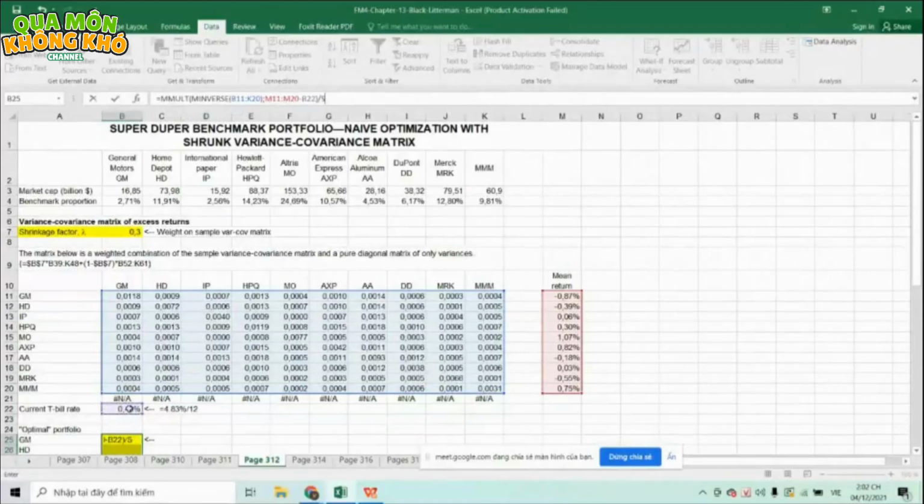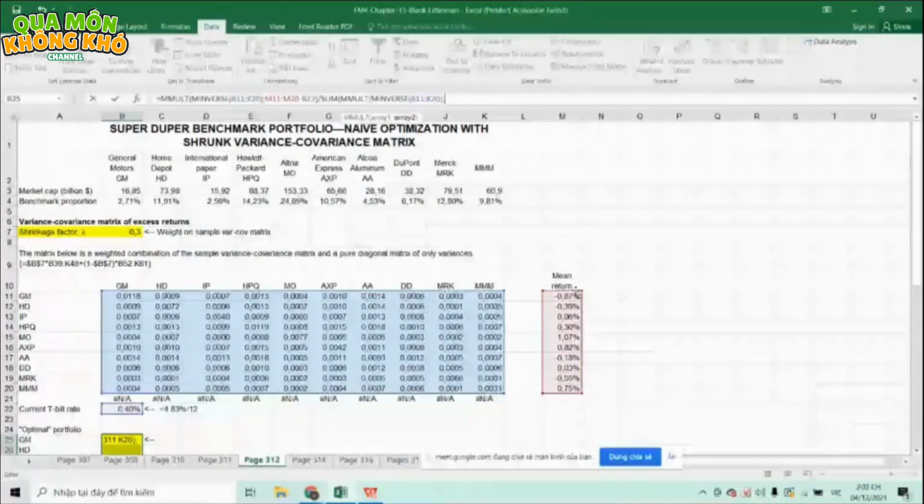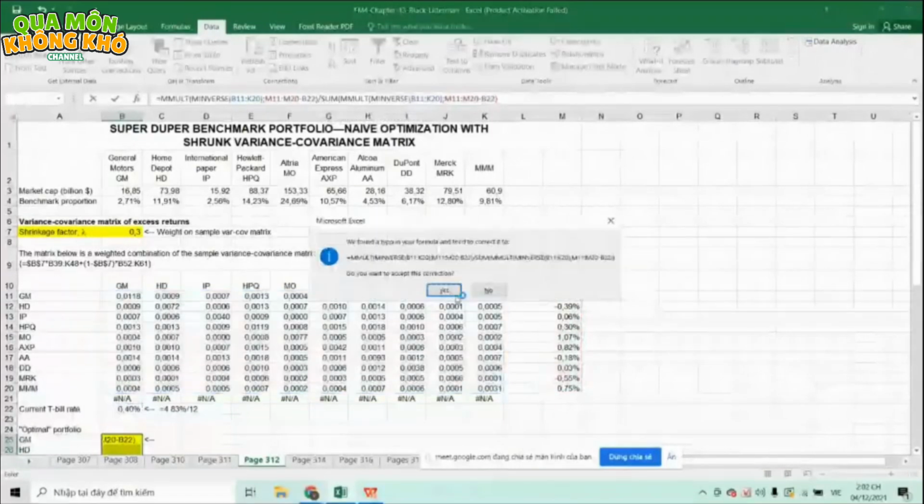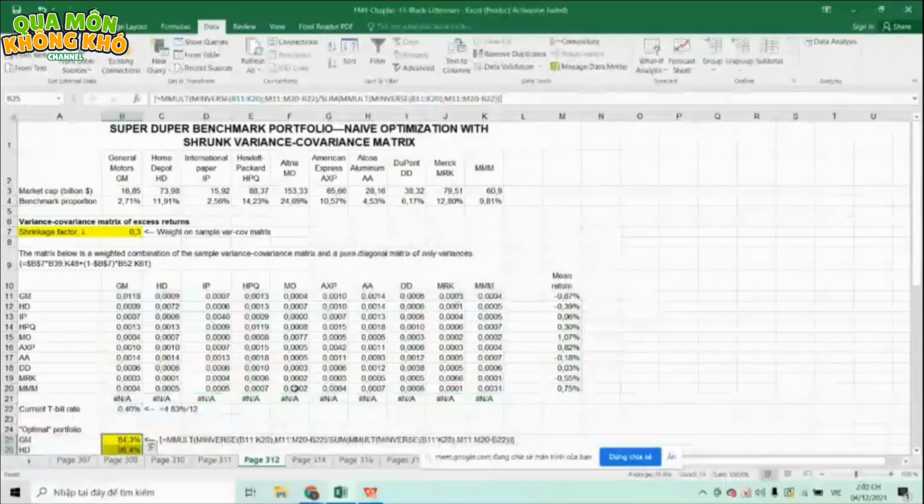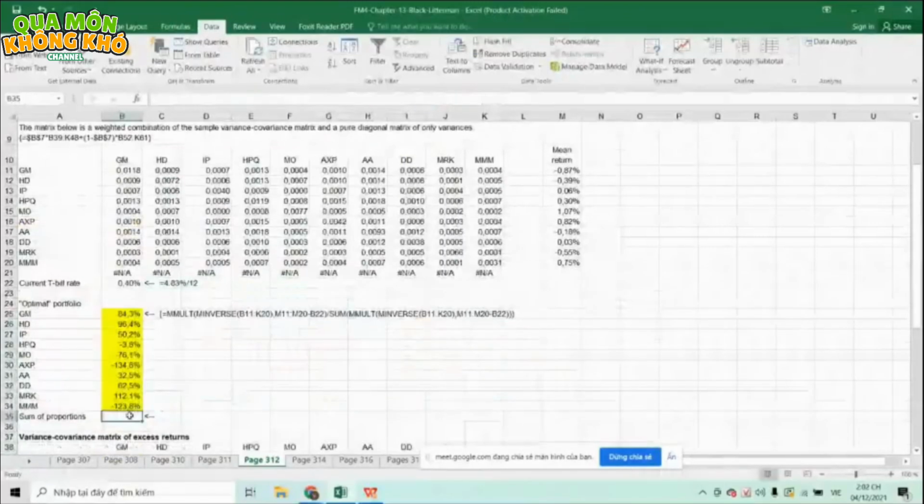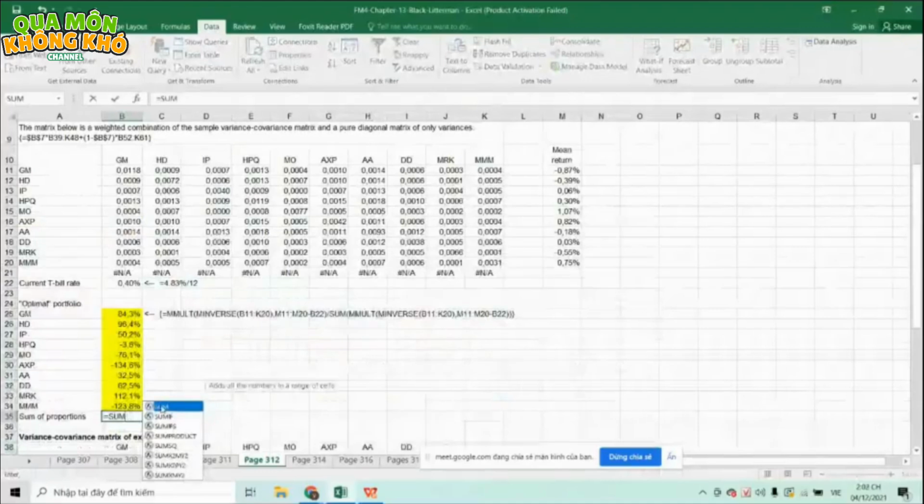That's divided by the sum of MMULT, MINVERSE of this range again, and mean return minus the rate. So I will sum it first.